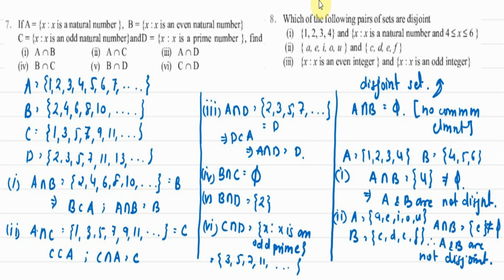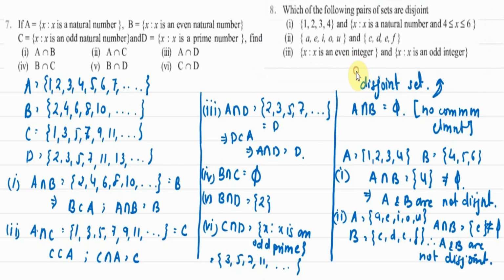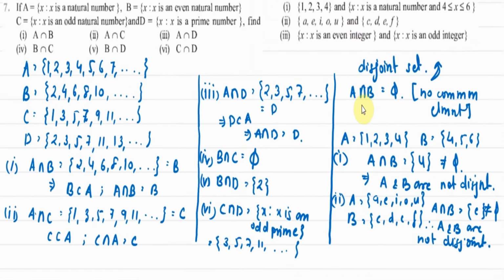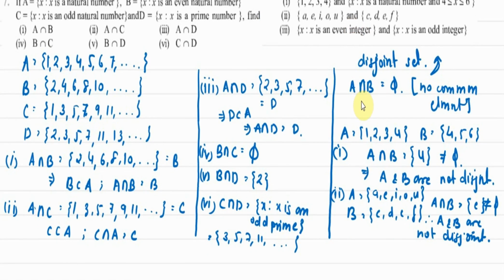Okay, now the third part, it says x is an even integer and x is an odd integer. So there is no integer which we can say is both even and odd, right? There is no integer existing such that it is both even and odd. So we can say that in the third part, A intersection B will be equal to the empty set. Therefore, we can say A and B will be disjoint.